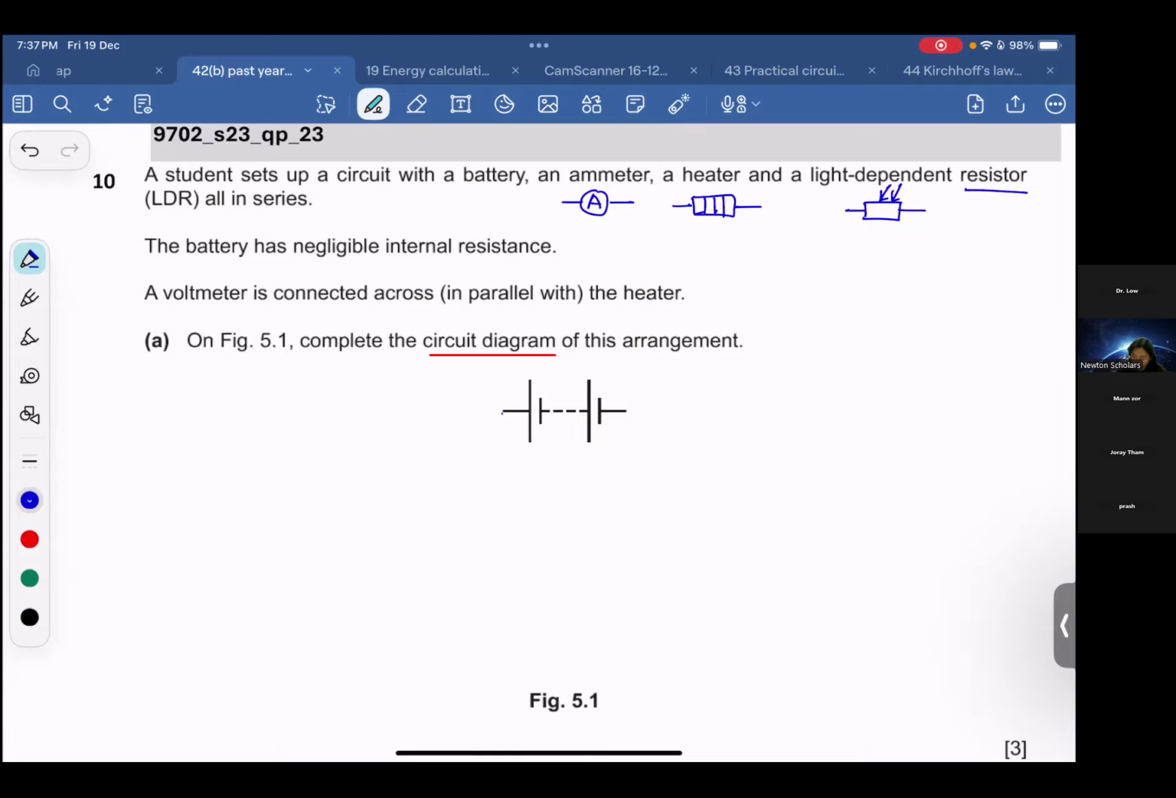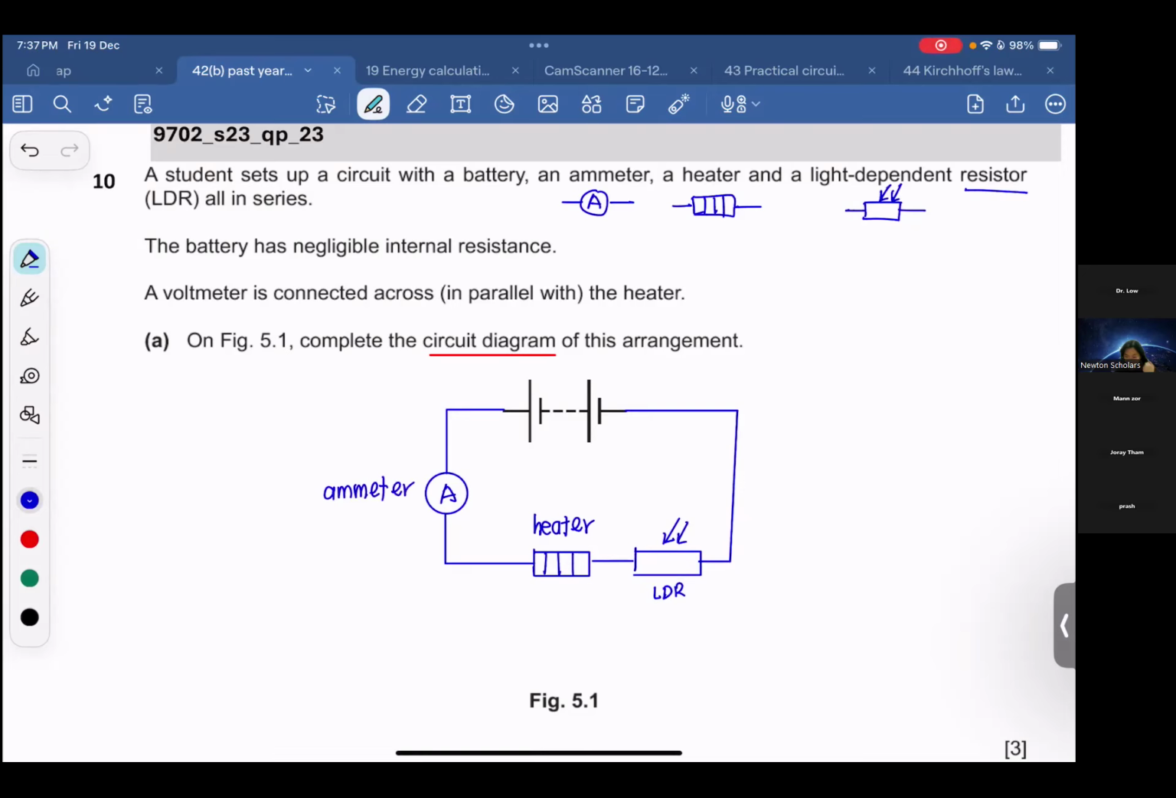So we need to make them in series. So we can do like this. Okay, ammeter. Okay, then heater. Then LDR. Okay, LDR pointing in. So this is LDR. This is heater. This is the ammeter.